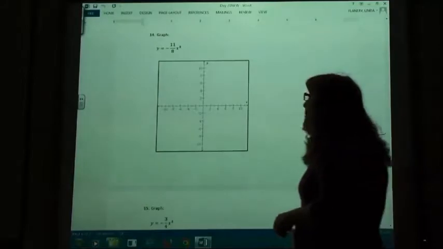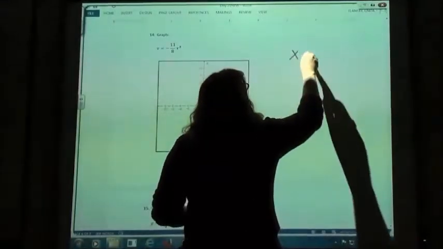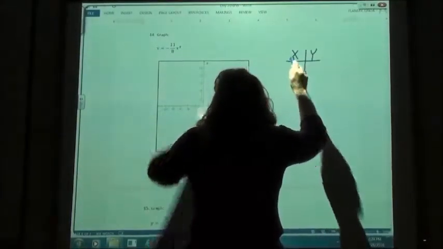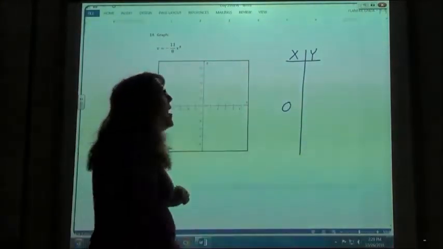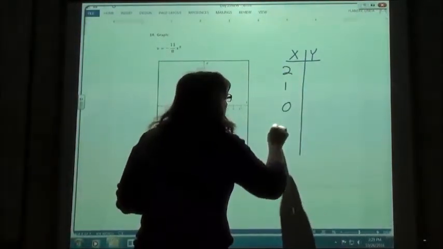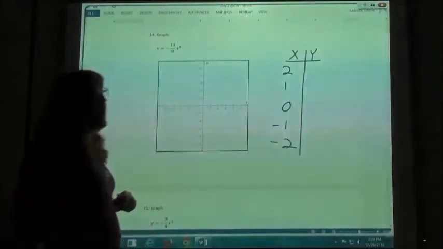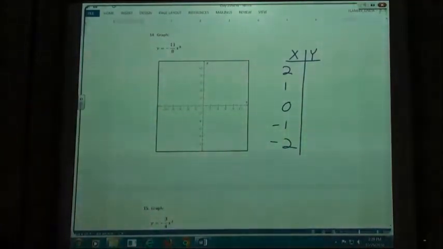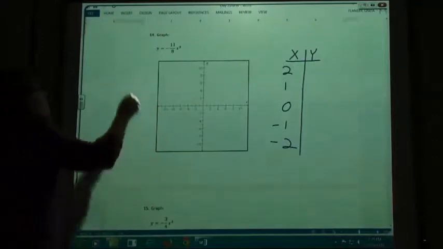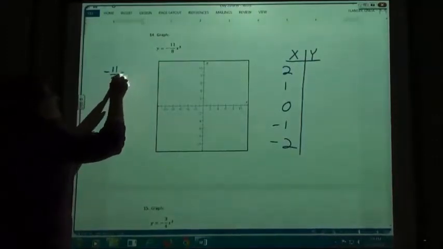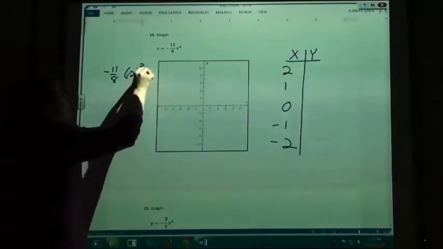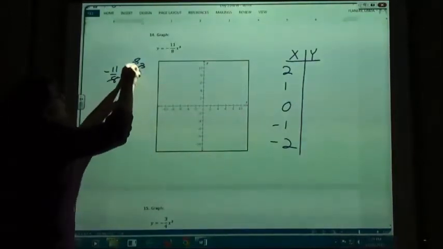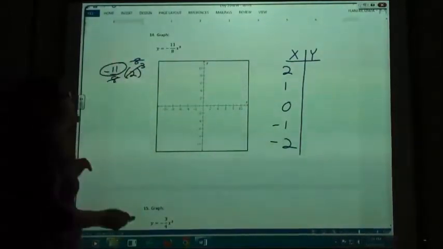Number 14 then, same kind of thing. I have no adding or subtracting, so I know 0 is going to be the center of my graph. So 2, 1, 0, negative 1, and negative 2 are the 5 values I'm going to use to plot my points. So negative 11/8 times 2 cubed. 2 to the third power is 8. The 8s are going to cancel out, so I just get the negative 11.